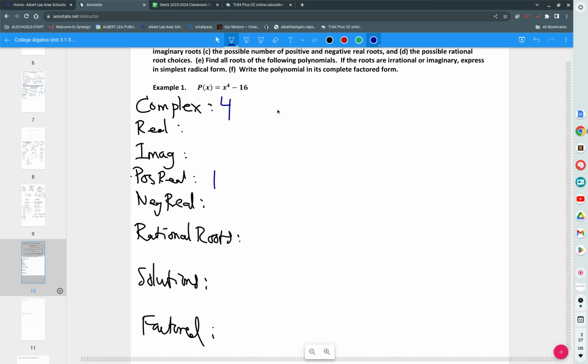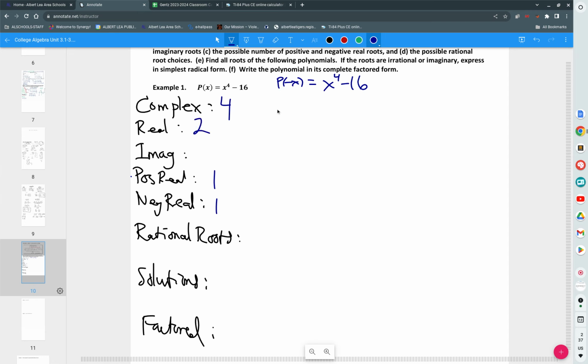How do I determine the number of negative real? Yeah, p of negative x, which is still positive x to the fourth minus 16. How many sign changes are there? 1. So there's one positive real and there's one negative real. Okay? If there's one positive real and there's one negative real, how many total real are there?